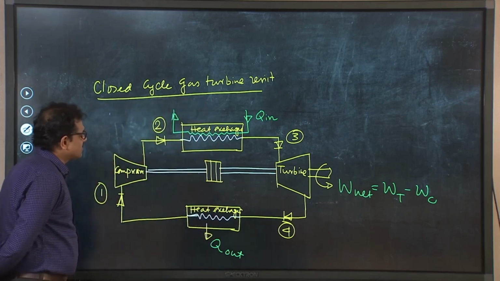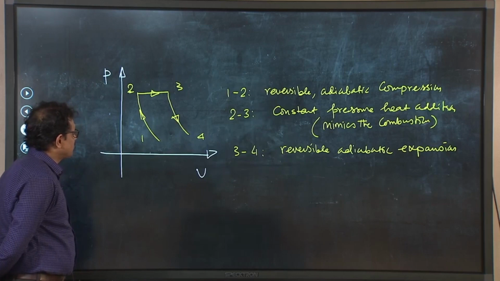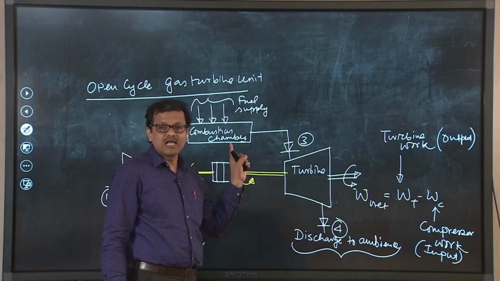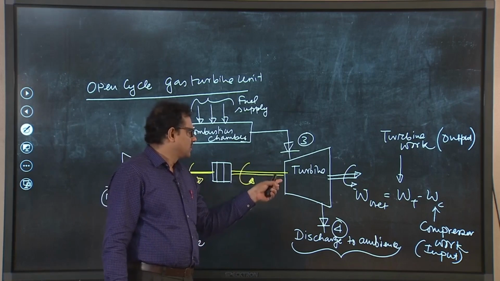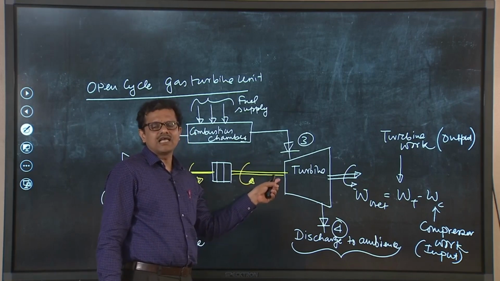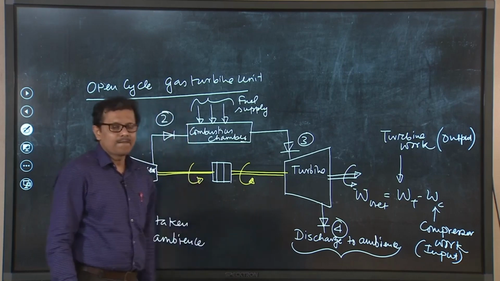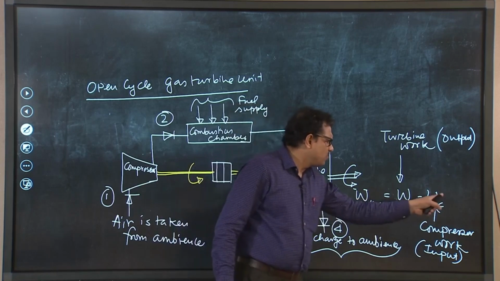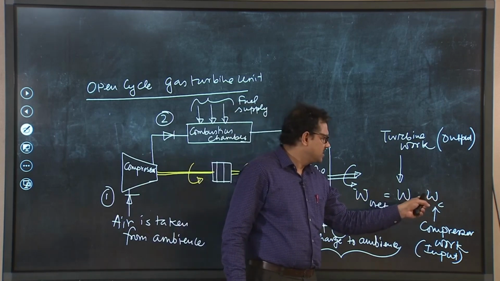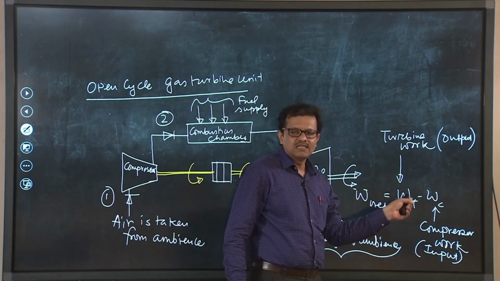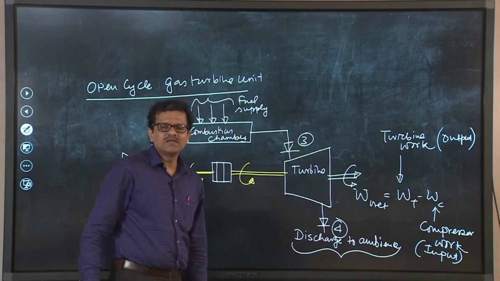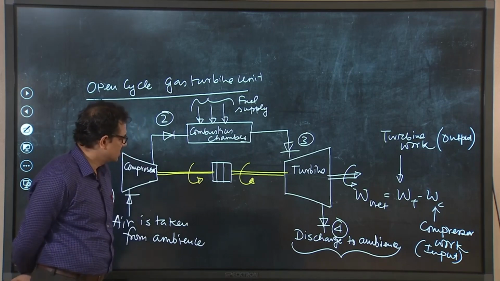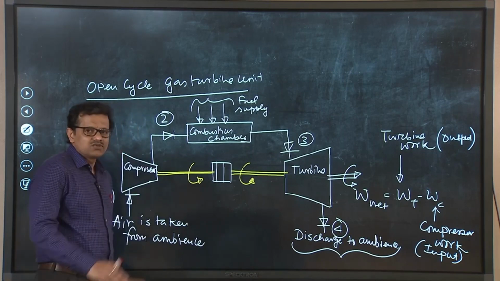Now, I could also have discussed another important aspect which is valid for both closed cycle as well as open cycle. What do you expect, that if WC is a significant part of this WT, then certainly the efficiency of the plant will be less, rather very less. So, this is one important factor.